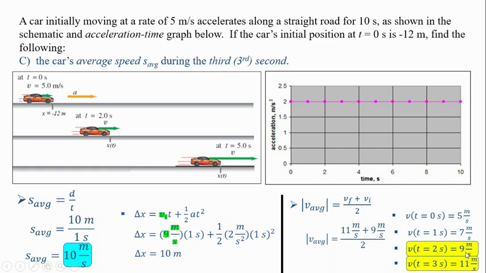So my final velocity is 11 meters per second. My initial is 9 meters per second. 11 plus 9 is 20. 20 divided by 2 is 10. So therefore, I get the same answer. Average speed during this 1 second interval from 2 to 3 seconds is 10 meters per second, which is what I'm also getting here. So hopefully practice whichever strategy you like, stick with it.